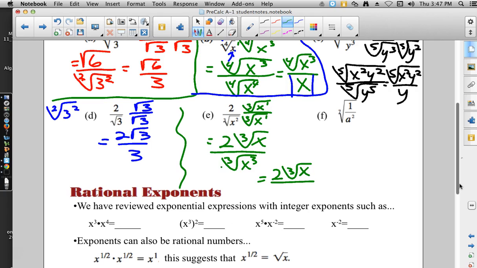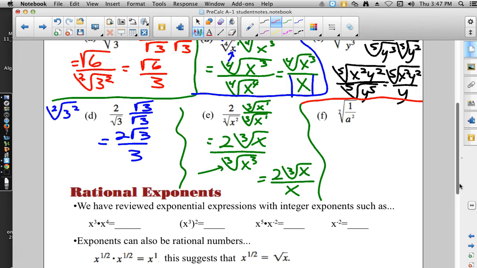But the cubed root of x cubed, that's x. And then I think, well, this was an odd root, so I don't have to worry about absolute value bars. It's going to be 2 cubed roots of x over x. F looks a little nasty. Let's see how we can deal with that one.